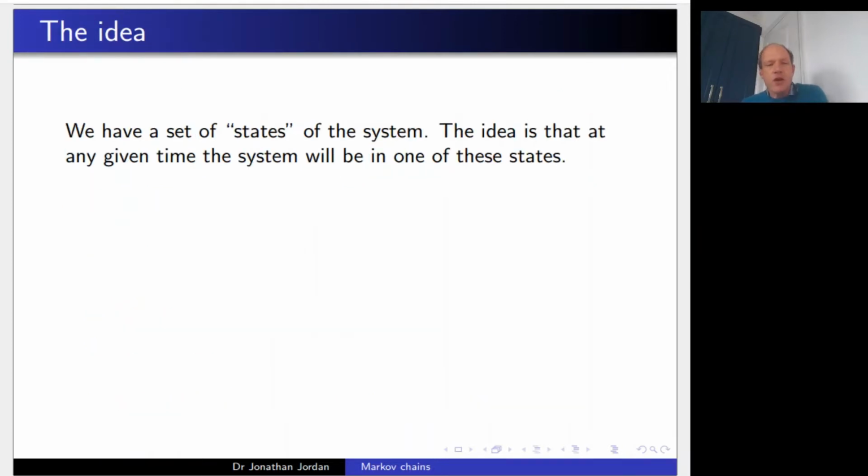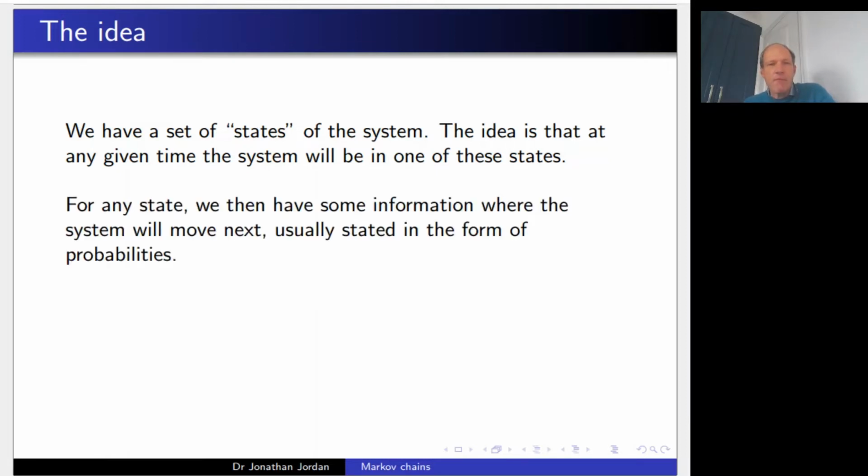Okay, so what is a Markov chain? Well, we have a set of states. Now, these states are ways which we could describe where the system is at a particular time, what the current state of the system is. So at any particular time, the system will be in one of these states.